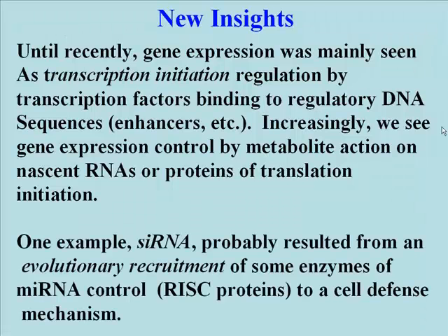One mechanism, involving small interfering RNA or siRNA action, seems to be a novelty, in which cellular ribonucleases evolved to regulate normal mRNA turnover, the RISC proteins, were co-opted to recognize and destroy the RNAs of invading viruses or transposons. And that brings us to the end of this presentation.